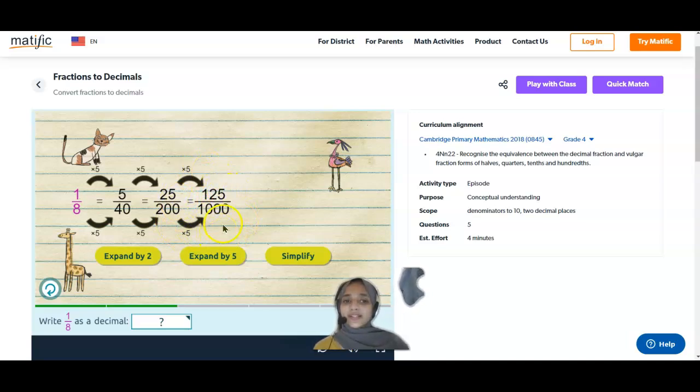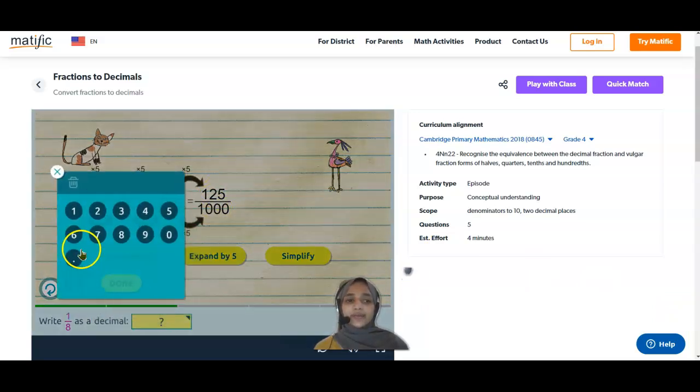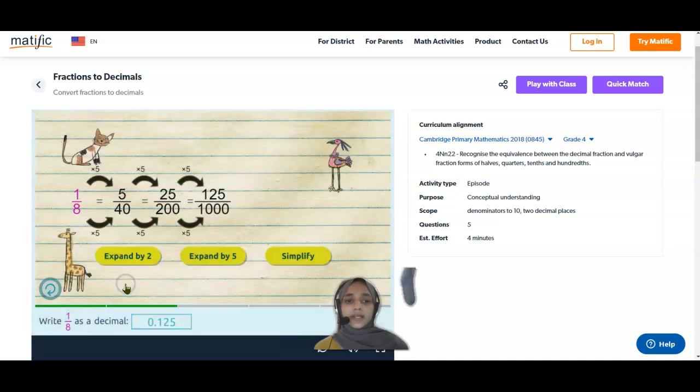Now it is easy for us. 1000 has 3 zeros. So we need to move 3 times backward. Is it? So 1, 2 and 3. The answer will be 0.125. Is it? 0.125. Yeah, that's the answer.